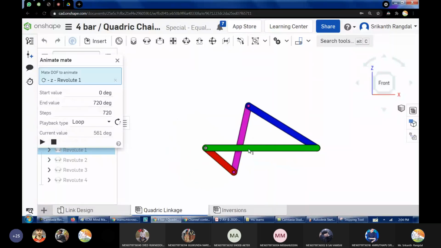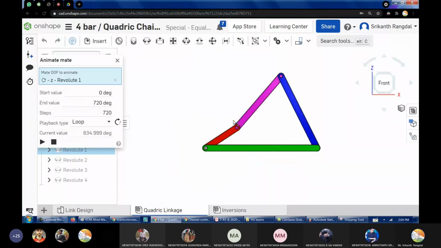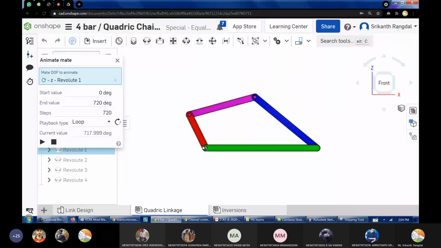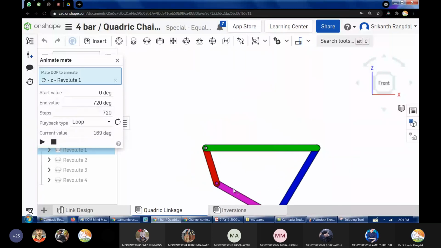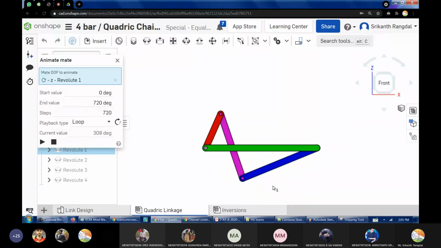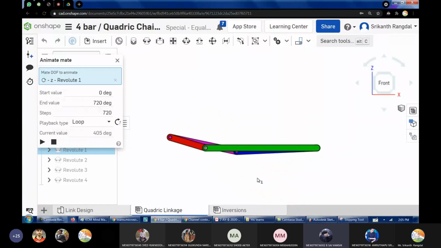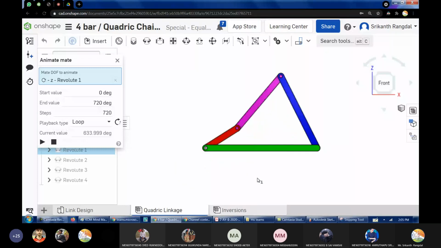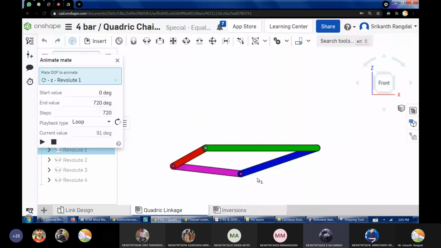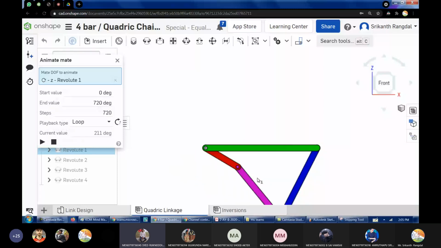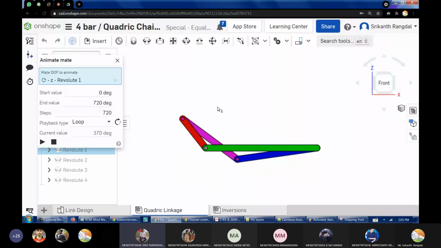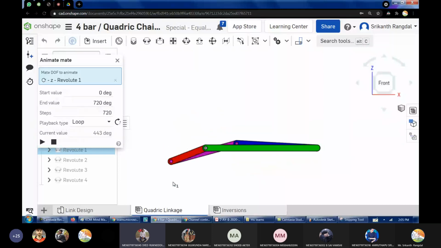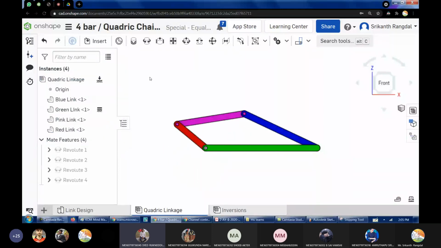So the length of green link plus the length of red link is equal to the length of pink link plus length of blue link. Are you getting it? Sorry, red plus green is equal to pink plus blue. That is when we will get this kind of mechanism.